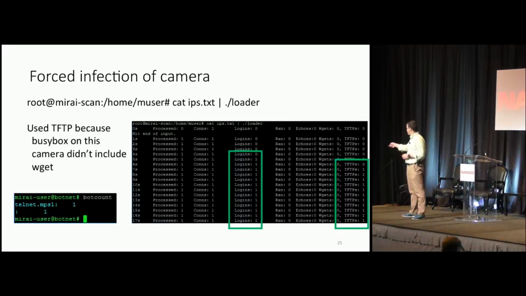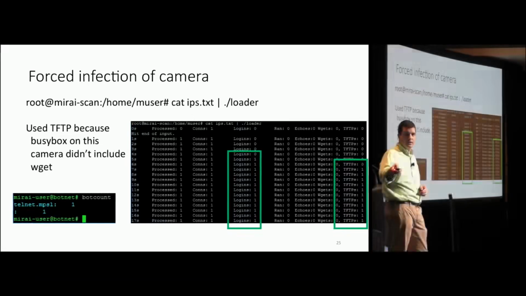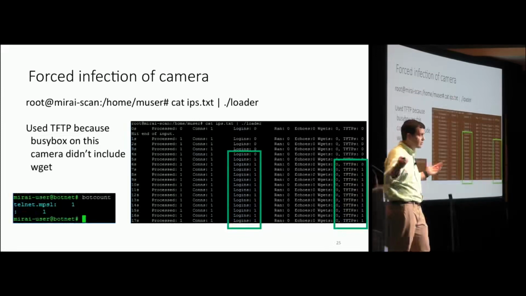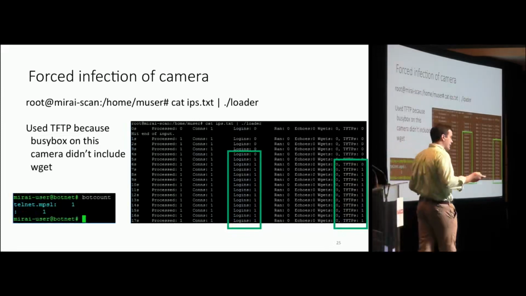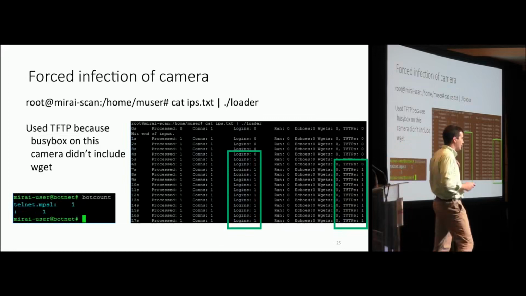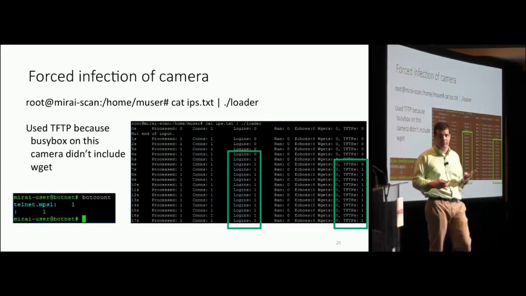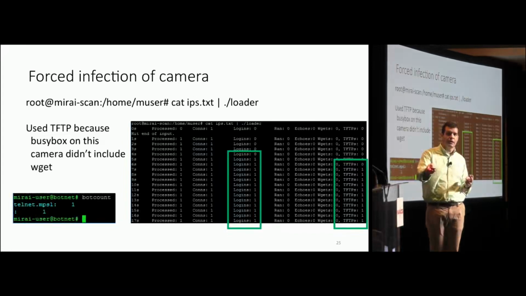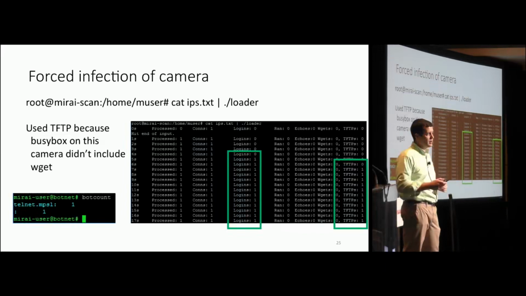This is when, in the control of the bot, I want to see what are my bots that are connected. We have one that is the Telnet MPSL, which is the code for the platform for this box. And then the colon one is just my CNC bot, right?